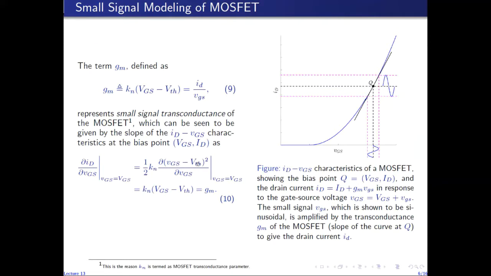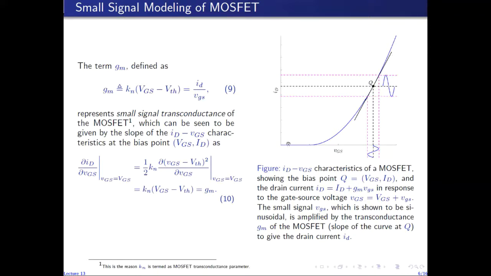You can differentiate it, and you'll find that the slope of this curve is given by Kn times capital VGS minus V threshold, which is GM. So this verifies that GM, which is given by the ratio of the small signal drain current to the small signal gate to source voltage, is indeed equal to the slope of the ID-VGS characteristics, which are shown here in this diagram on the right.